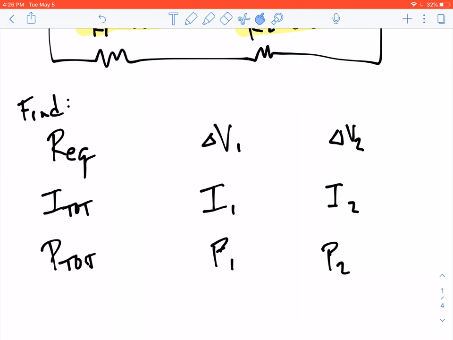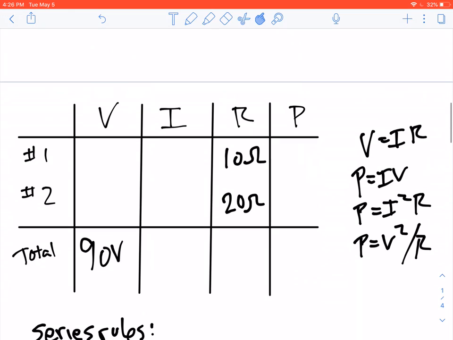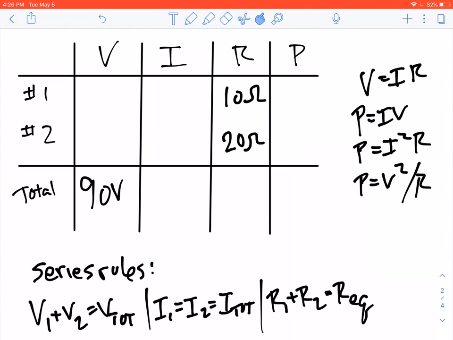In order to do this, we can organize the information into a little chart, which I've got here. This chart might look complicated at the beginning, but if you stick with it, you'll see that it's not actually that complicated. On each column, we have one of the physics quantities related to a circuit. We've got the voltage, the current, the resistance, and the power. And then along the side, we have different rows, one for each resistor, resistor 1 and resistor 2, and then for the total, for the circuit as a whole.